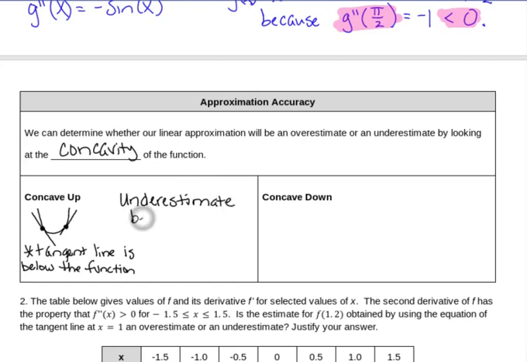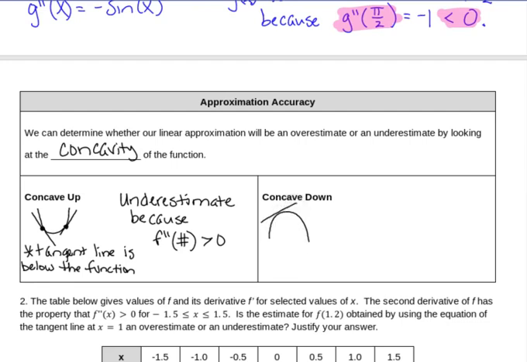And it's going to be an underestimate because f double prime of the number, whatever number it is we're evaluating, is greater than 0. So we're going to be justifying our answers a lot moving forward. That means you're going to want to have this justification written down. So if the function is concave up, it's going to be an underestimate because concave up means the second derivative is positive. If a function is concave down, it looks like a frown.